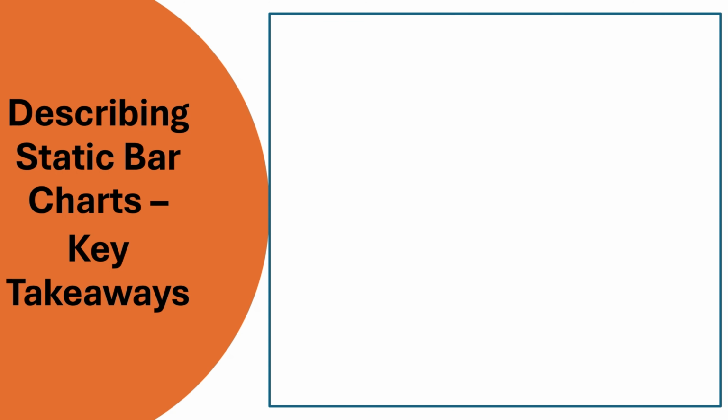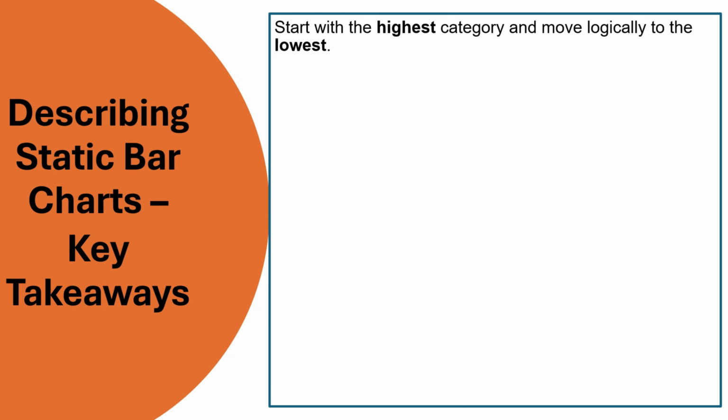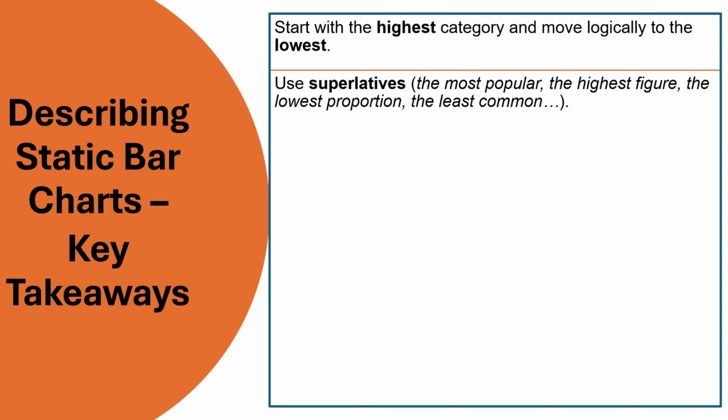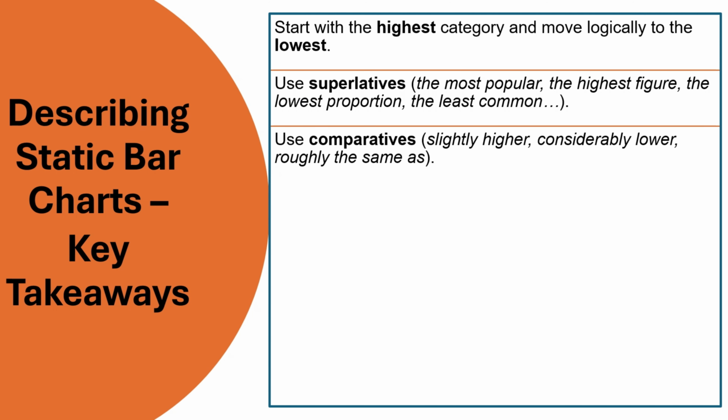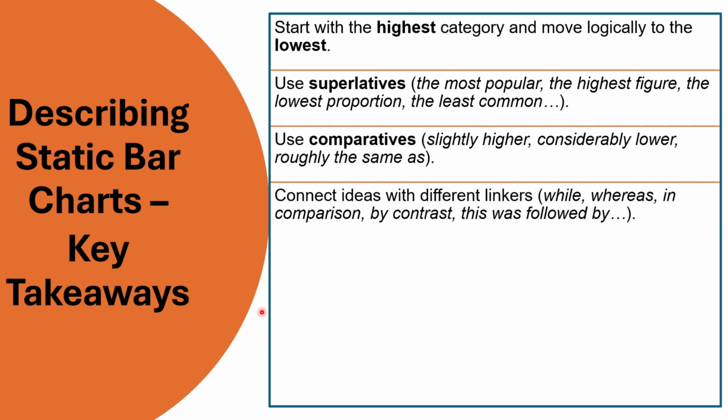Let's summarize what we have learned in these 2 lessons on organizing body paragraphs for static bar charts. When describing static bar charts, always start with the highest figure and move down logically to the lowest. Use superlatives for the top and bottom and comparatives for the middle values. Keep your writing smooth by connecting ideas with linkers like while, whereas, in comparison, or by contrast.